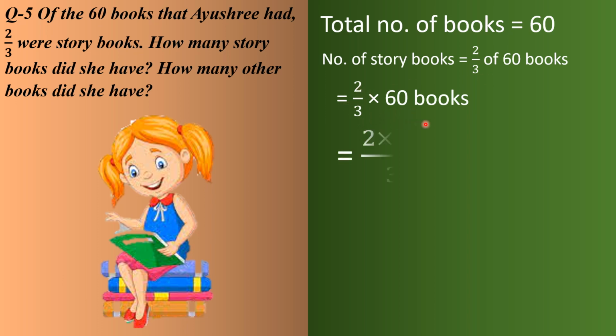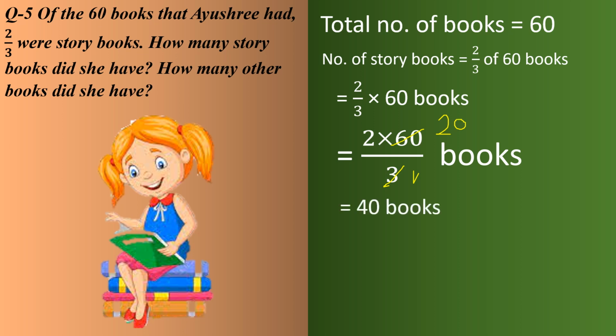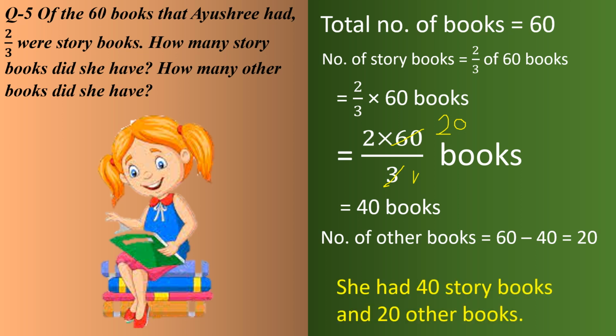Now it is very easy to solve. 2 multiply 60 by 3. Just solve this. We know that 60 and 3, the common factor is 3. So 3 ones are 3 and 3 twos are 6 and 0. So it is your answer: 40 books. Number of story books are 40, and other books, because total number of books are 60, so number of other books equals to 60 minus 40 equals to 20. And we will write the final answer also. She had 40 storybooks and 20 other books.